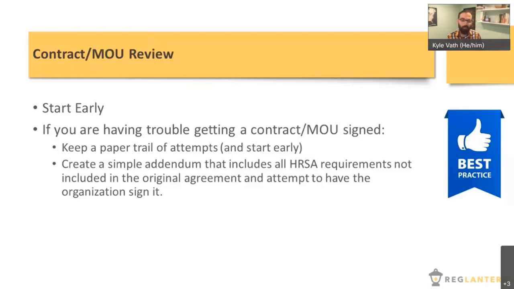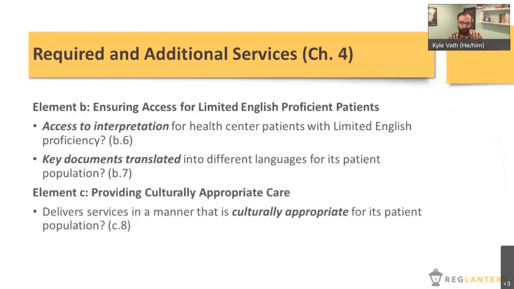Also, create a simple addendum that includes all HRSA requirements that are not included. And sometimes if you don't have something in a review or in a contract or MOU, you can just create a little addendum and give that to the entity to make sure that they can just sign off on it and that you are hitting all those key pieces.